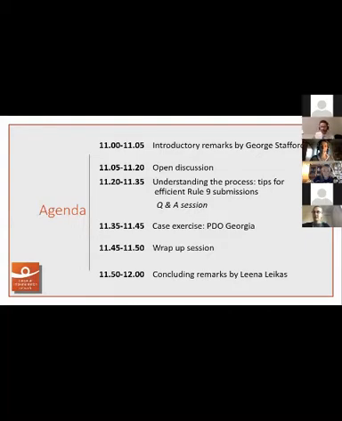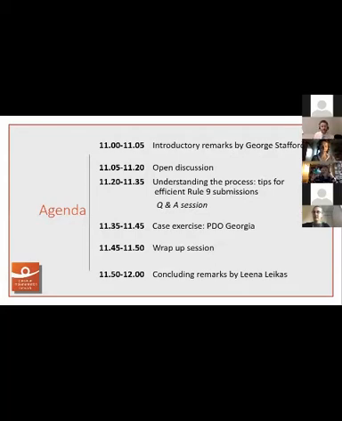After the open discussion session, we'll have a bit more of a presentation from my colleague Agnes, with a little bit more information about the implementation monitoring process. In particular, some of the key lessons about when to submit, the timing of submissions, and on a few other details. Then we'll turn to a case exercise.